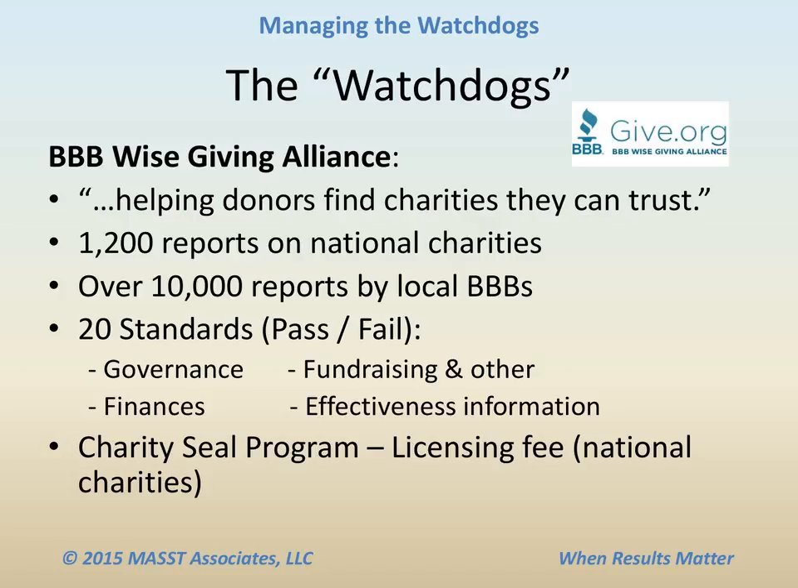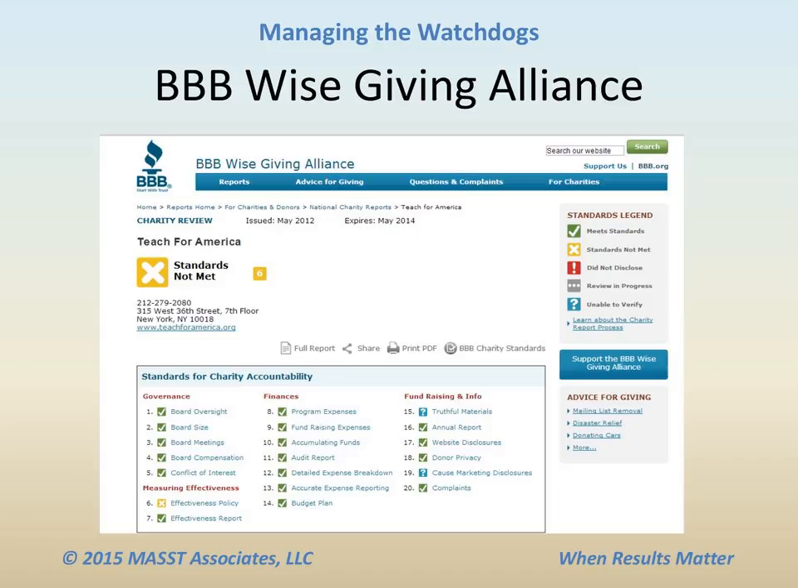Now, why do I express some caution? For a couple of reasons. One is that they have 20 standards, which are fine standards, but they use a pass-fail system, which you'll see in a second. They also do provide their own what they call charity seal, which you can earn if you've passed on all 20 of the elements that they rate. However, to display that, unlike the other organizations that we talked about, you would be required to pay a licensing fee.